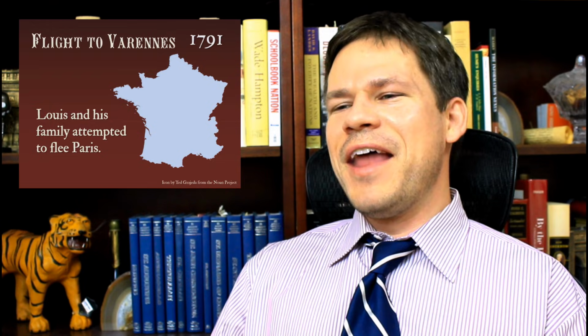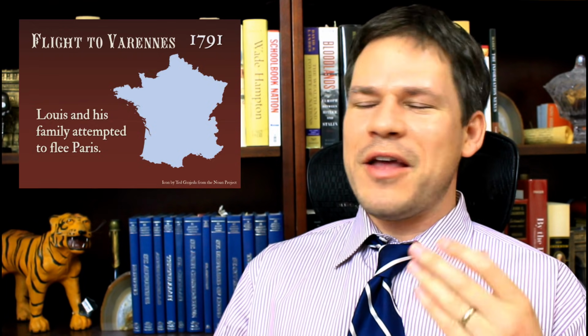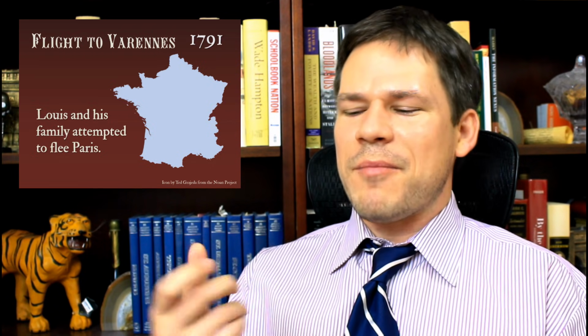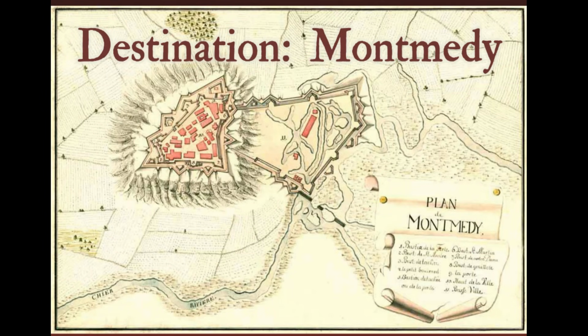Now, the flight to Varennes. Louis really doesn't like that this revolution has created a government in France that is largely beyond his control. So Louis and his family attempted to flee Paris and to escape to Montmedy. Now, this was a fortress on the border, on the French frontier, and it's pretty awesome. If you look at this aerial map here, you can see a plateau and all kinds of cool fortifications and all of that stuff.